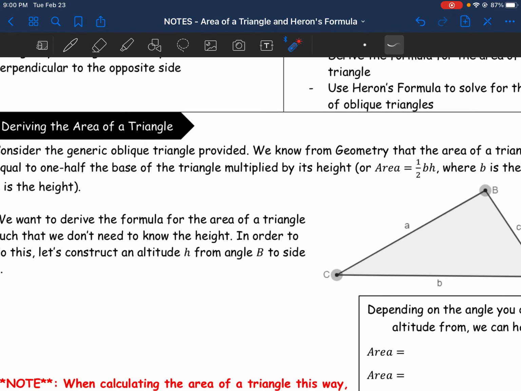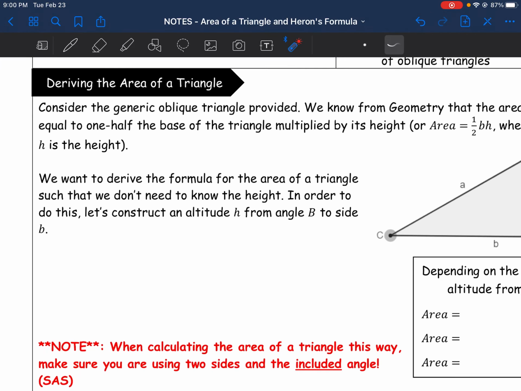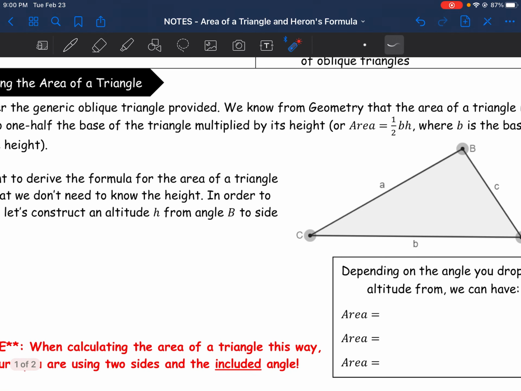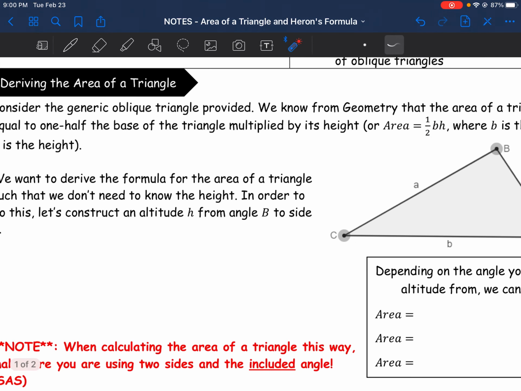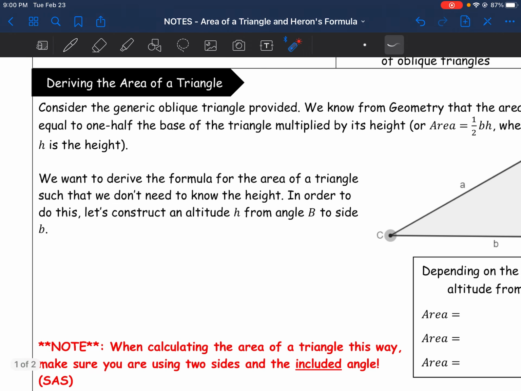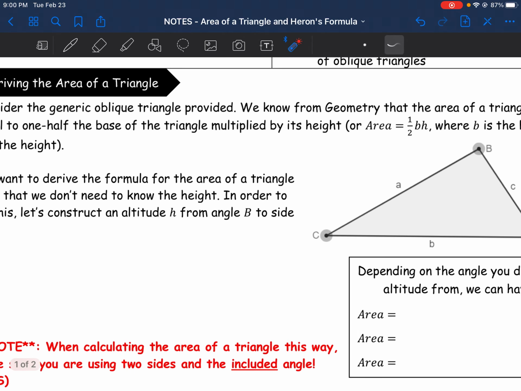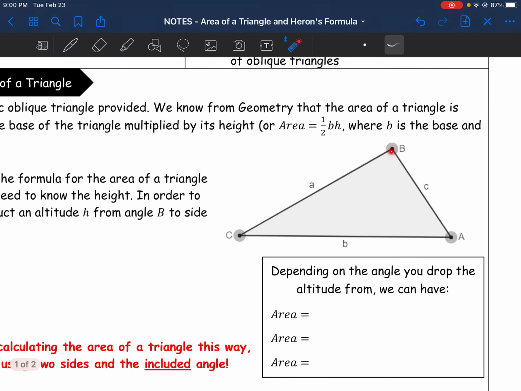So, we want to derive the formula for the area of a triangle such that we actually don't need to know this h right here. And what we're going to do is construct an altitude h from angle B to side B, which would be right here.